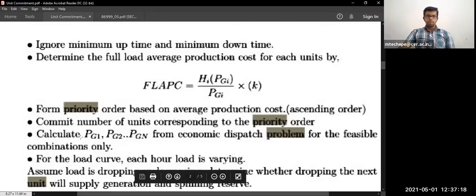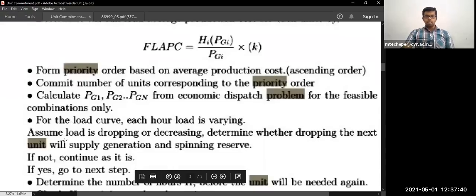Next step, calculate PG1, PG2 up to PGN from the economic load dispatch problem for the feasible combinations only. So what we have to do is calculate PG1, PG2 up to PGN from the economic load dispatch problem for the feasible combinations only.